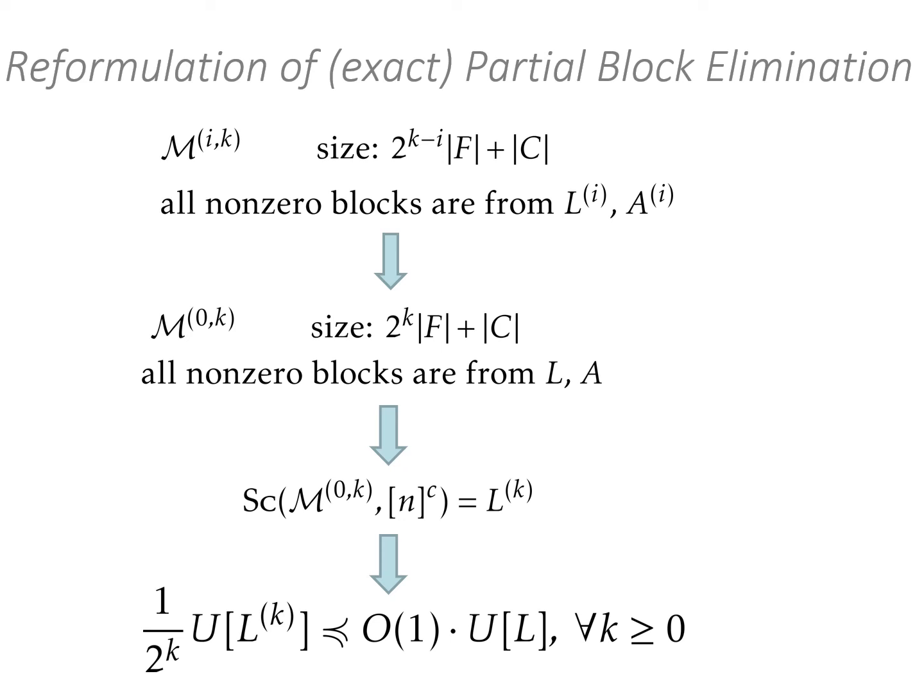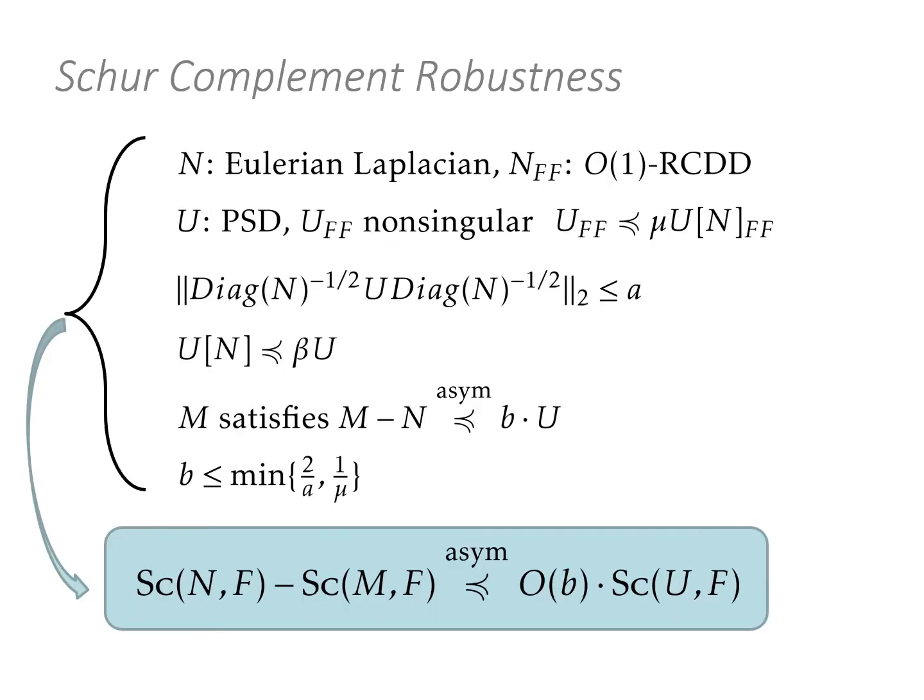Also, the upper left block of M0k is alpha-RCDD, so its short complement is stable. Then we can use the structure of M0k to show the symmetrization of Lk can be bounded by the symmetrization of L. For the second question, we establish the following lemma about the robustness of short complement.